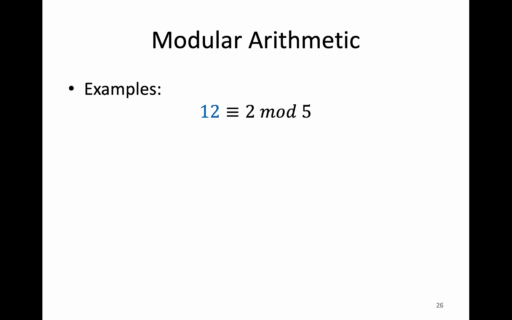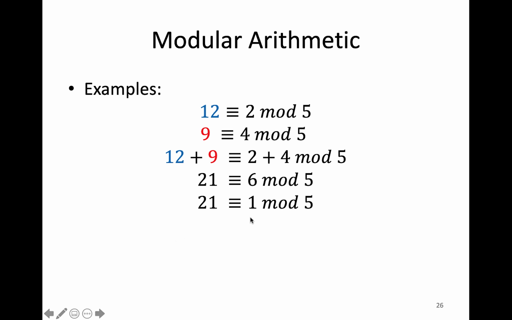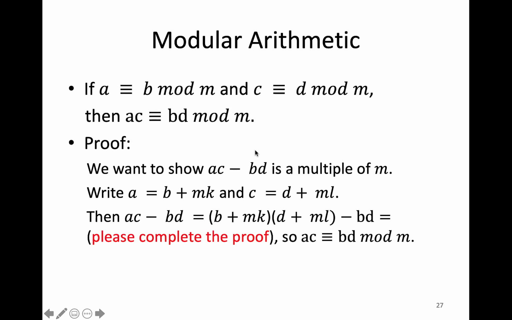For example, 12 is congruent to 2 mod 5. 9 is congruent to 4 mod 5. We're working on the same 5-hour clock. Then 21 is congruent to 6 mod 5, which is also equal to 1 mod 5, because 6 in a 5-hour clock means 1. So right now we will test, so 21 minus 1 is 20. 20 is actually 4 times 5. So 21 is congruent to 1 mod 5. We are right.